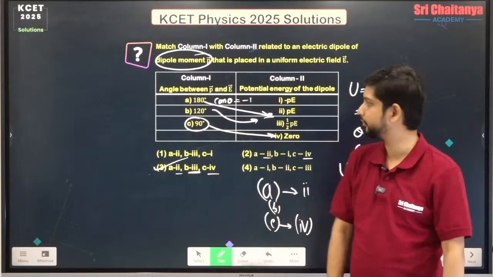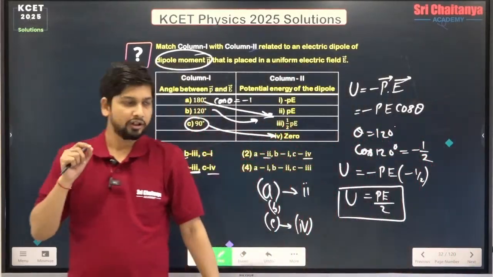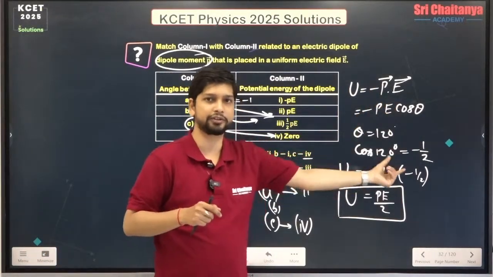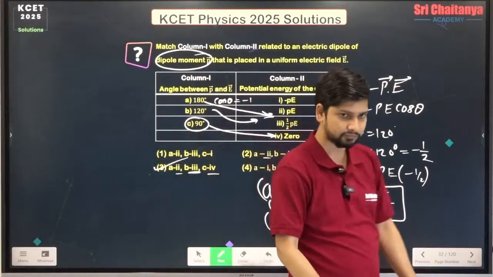I hope you understood this question. This question is again very simple. It is just based on a single formula, that U is equal to minus P dot E. And you need to know the values of cos theta for different angles. That's all this question is going to ask of you.